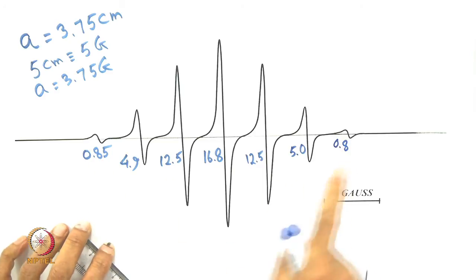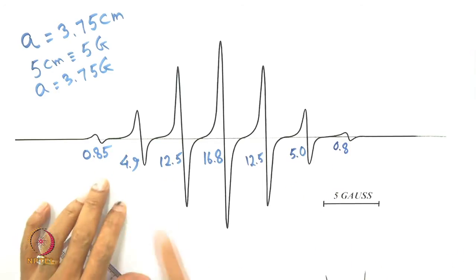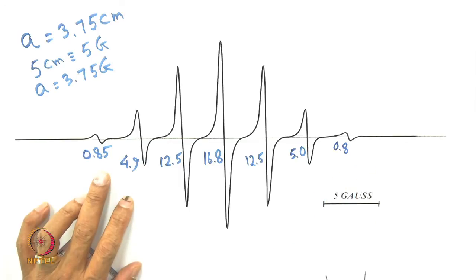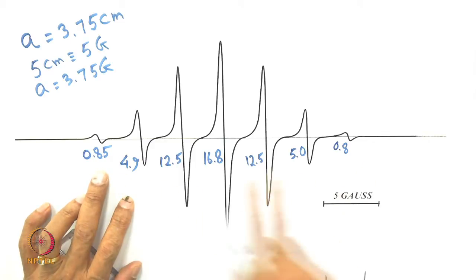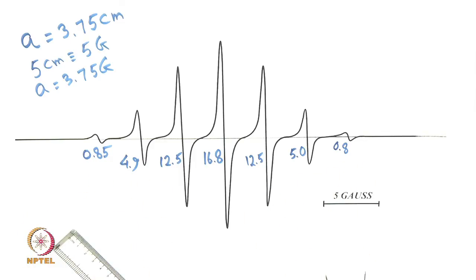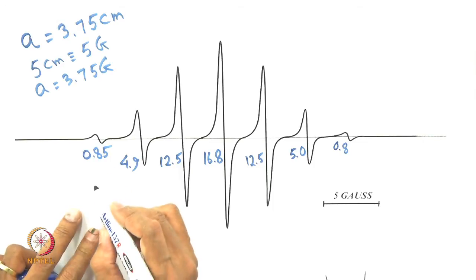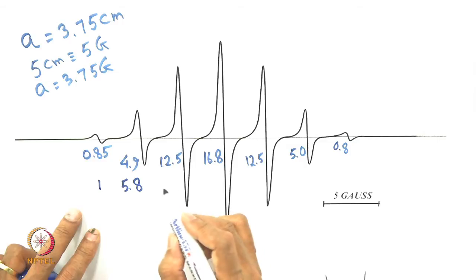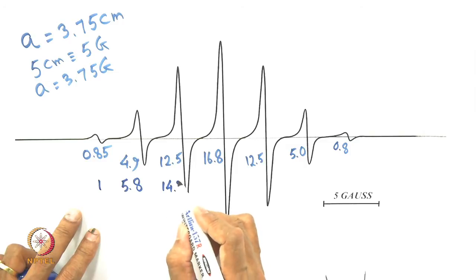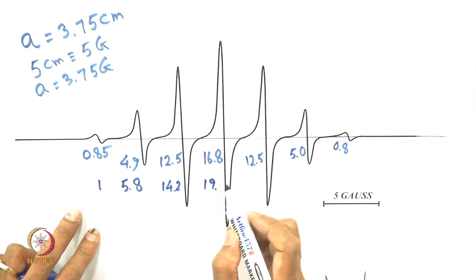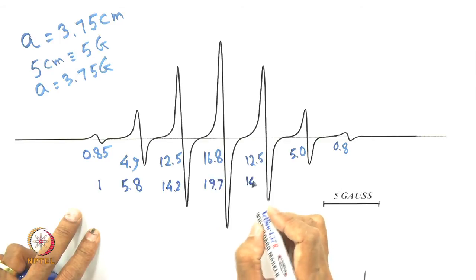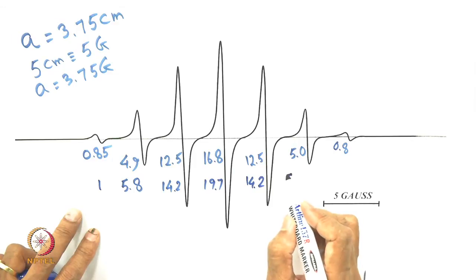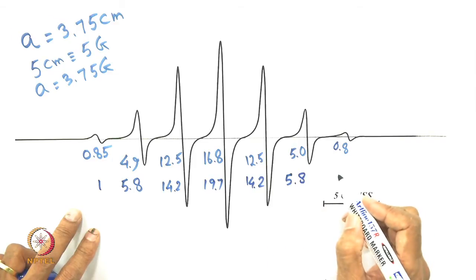So, this sort of small deviations are expected in an experimental spectrum. One does not expect them to be exactly following the relative values that we expect theoretically. So, small deviations are possible. So, divide all the numbers by, let us say, average of this and this, and if you do that, we divide by, let us say, 8.5, these values will turn out to be 1, 5.8, 14.2, 19.7, 14.2, 5.8, and again nearly 1.